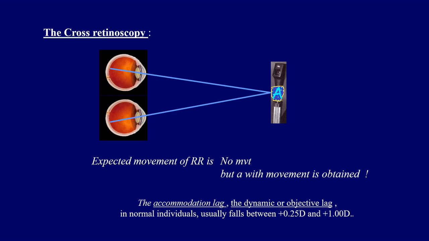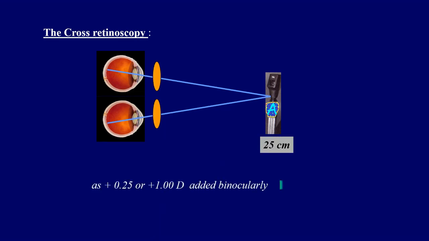This is in the range of 1/4 to 1 diopter. To cancel this accommodation lag, we start to put plus lenses in front of each eye at the same time, with a power of 1/4 or 1/2 up to 1 diopter, to cancel the accommodation lag. Now we're going to have no movement. So I'm going to add 1/4 to 1 diopter in front of each eye to reach a neutral position.